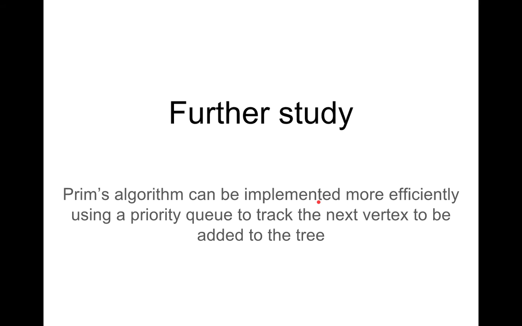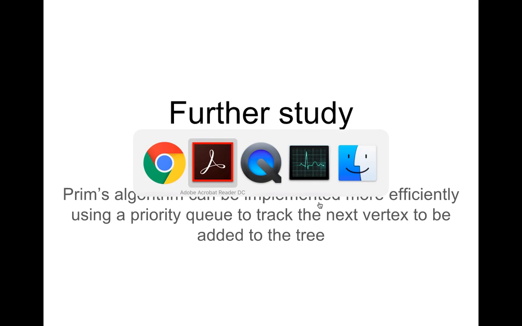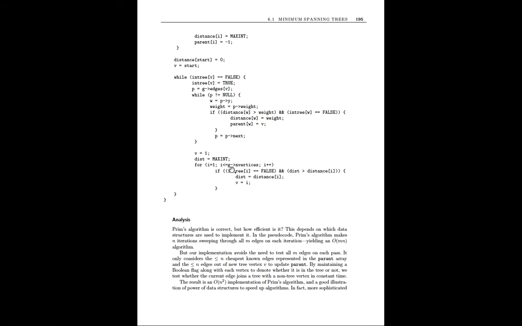But for further study, if you're interested, it should be noted that Prim's algorithm can be implemented more efficiently using a priority queue to track the next vertex to be added to the tree. So the way that we had been doing that is by using this for loop and iterating through all n vertices, or all n cities in our graph. That means there are going to be n iterations within this for loop every time it happens. And furthermore, this while loop overall is going to run n times, where n again is the number of cities or the number of vertices in the graph.